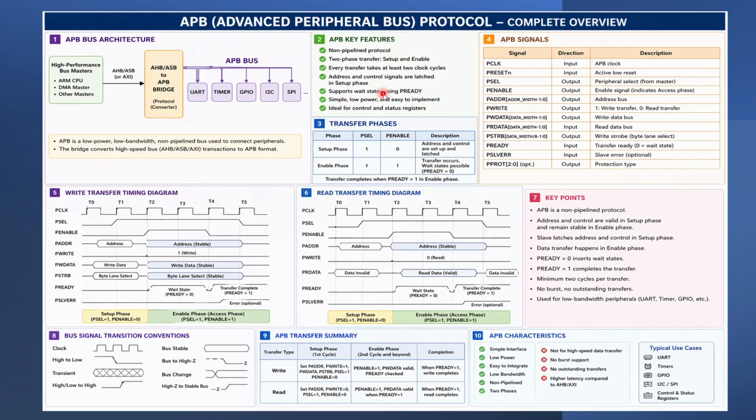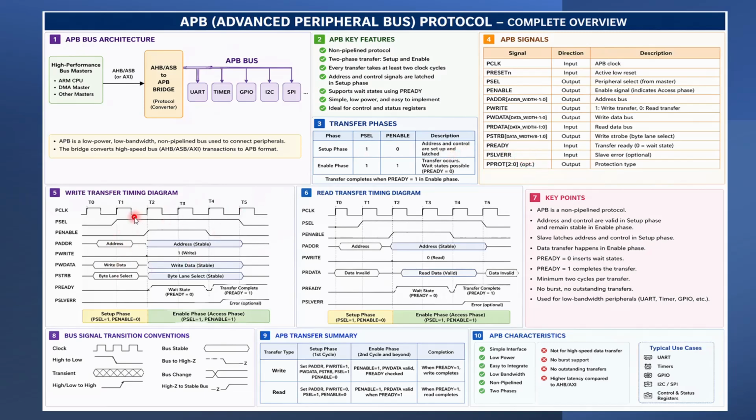These are the key takeaways. Non-pipelined transfers, two-phase transfer, setup and enable phase. Every transfer takes at least 2 cycles. Address and control signals. These are the key takeaways in the APB protocol. These are the signals: PSELECT, PCLK, PREADY, PENABLE, address, write, data, PRDATA, PSTRB, slave error, protect signals. All these are APB signals.